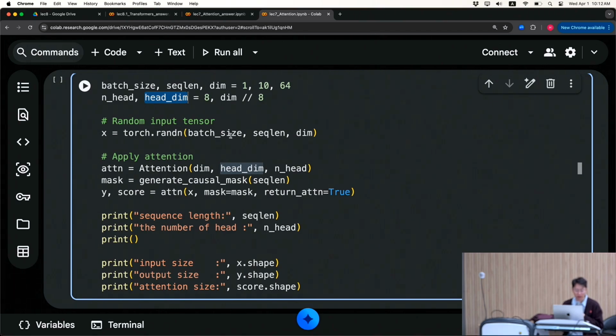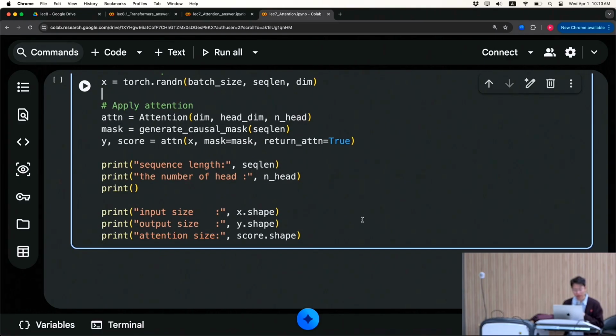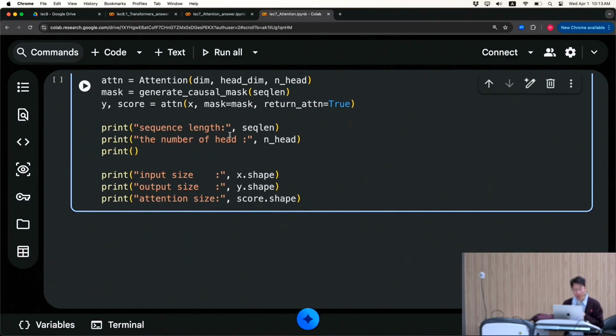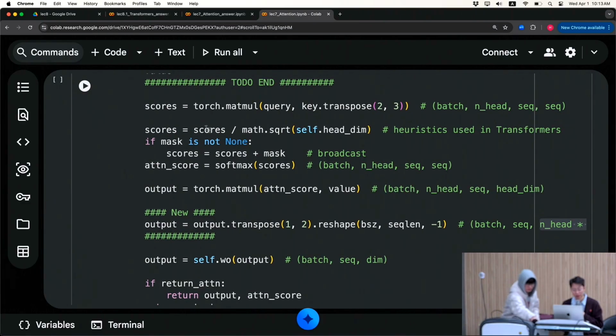And we're going to create a random tensor. This is the input to the transformer block: batch size, sequence length, dimension. So a 1 by 10 by 64 tensor comes in. You generate the mask and apply attention. This now is going to be multi-head attention, right? We have this additional input for number of heads. Once you apply multi-head attention, we're going to check the size. So why don't you try implementing this massaging part.